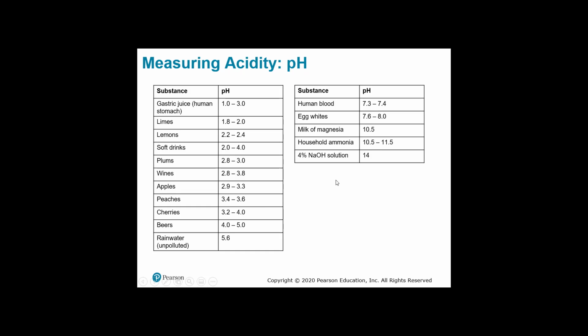Ocean water is, I believe, pH 8.2, so it's basic. Human blood is between 7.3 and 7.4. Egg whites, milk of magnesia. This makes sense because milk of magnesia is an antacid that helps curb stomach acid. So when you get heartburn or an upset stomach, it's a base to help neutralize excess stomach acid. Household ammonia, and 4% sodium hydroxide solution is 14.